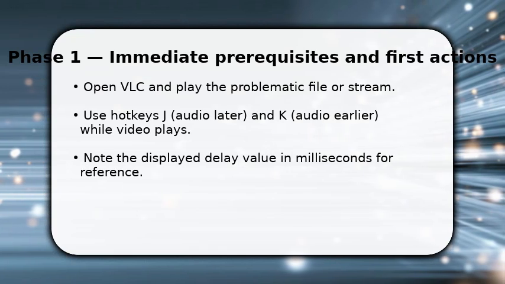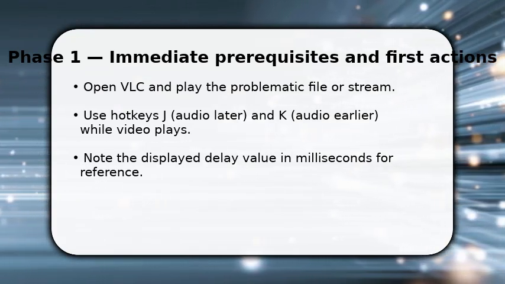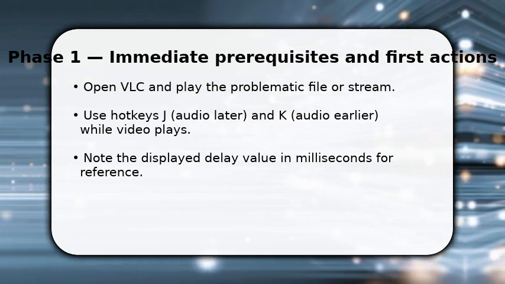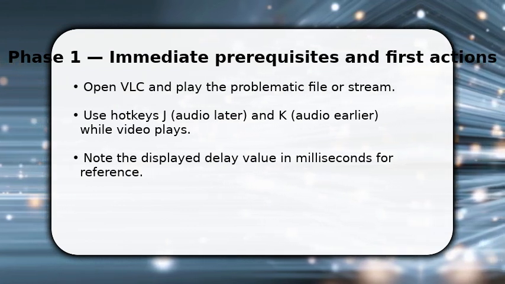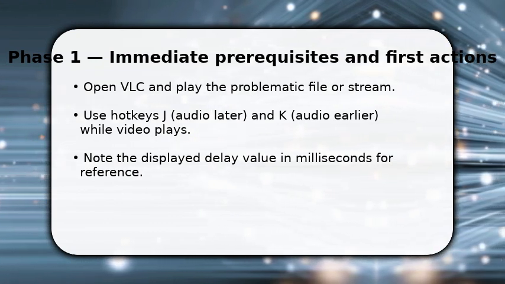You start by playing the video so you can hear the offset. This is essential because the fix must be applied live. Once playing, press J to delay audio or K to advance it. These keys change audio sync in small steps while you watch lips and sound. Make adjustments until voice matches mouth movements.